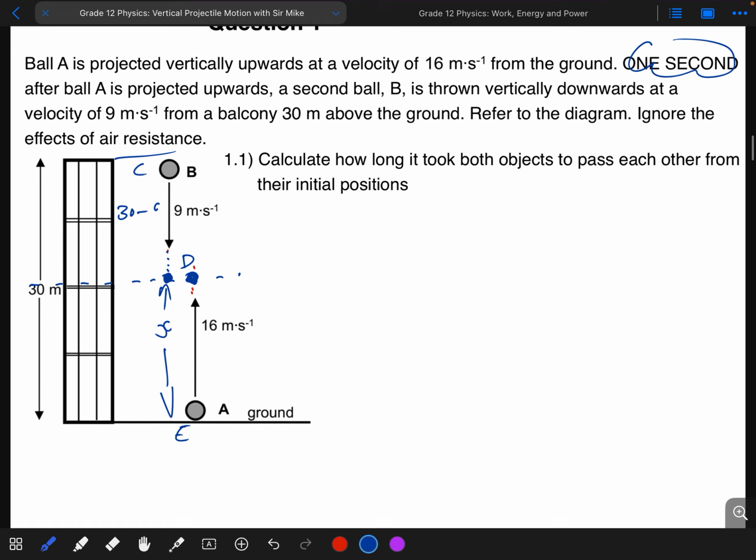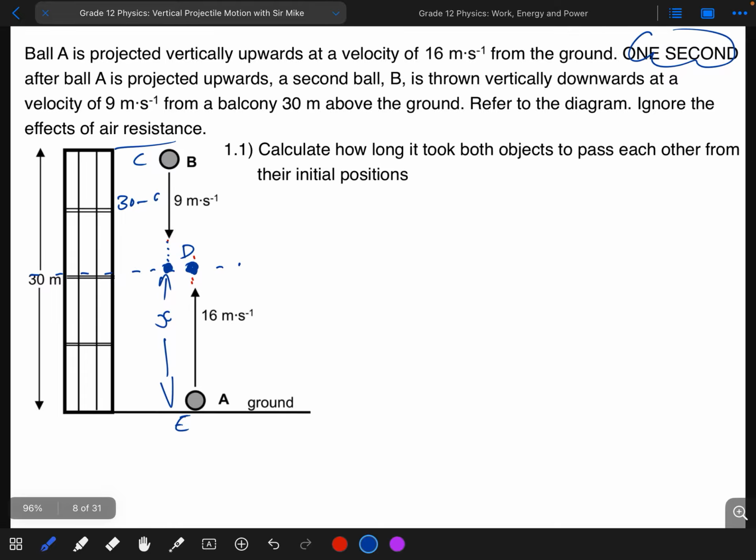So what I'm going to do is try to find out how long it took object A to reach point D, where they passed each other. I'll choose between point E and D, but what I'm going to do is choose upwards.